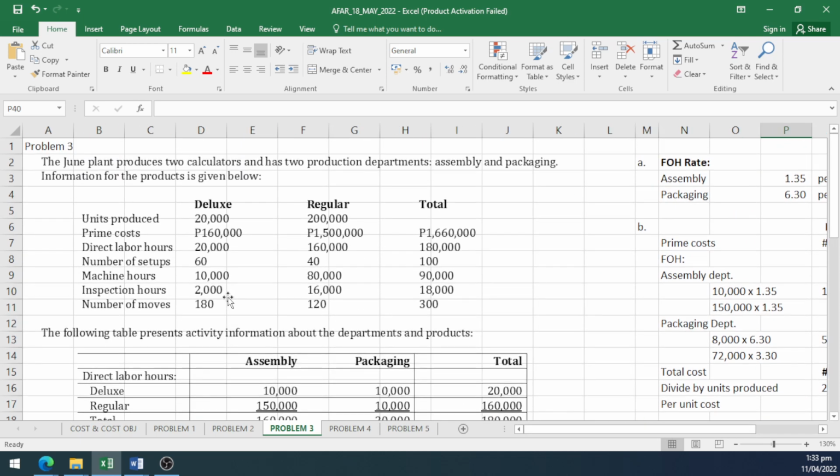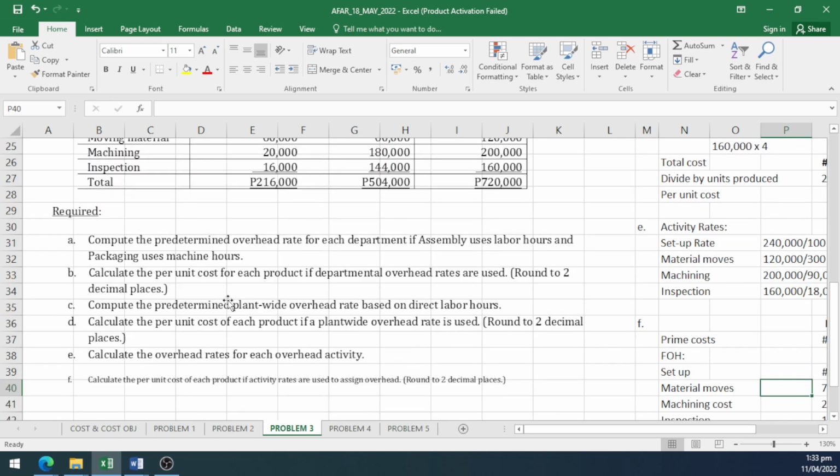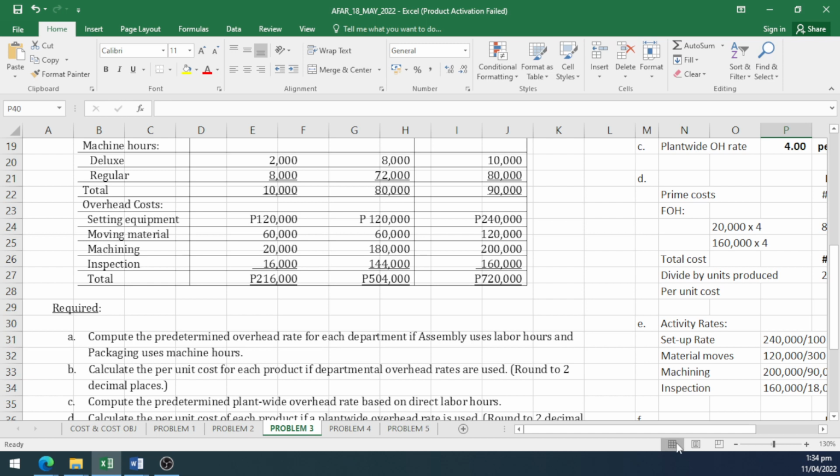Unahin natin to, problem number 3, and this is departmentalized system, tapos plant-wide, and then activity-based costing. So, we will illustrate the 3. Tatlong cost pool yan. Sa plant-wide system, ladies and gentlemen, the cost pool is the entire plant, manufacturing plant.